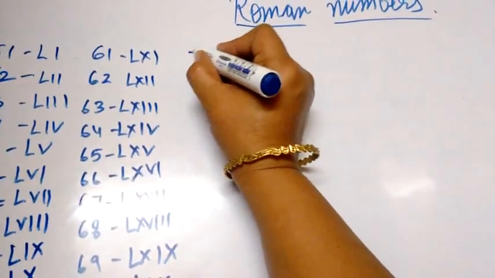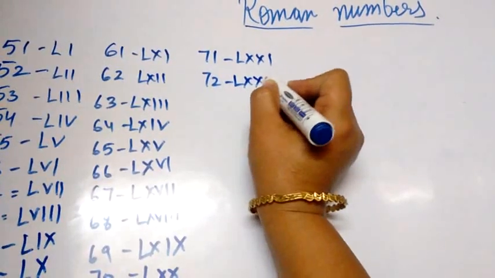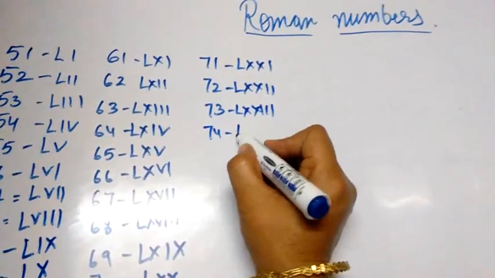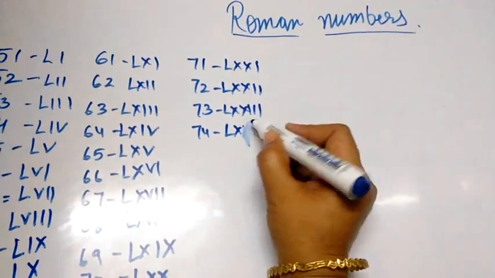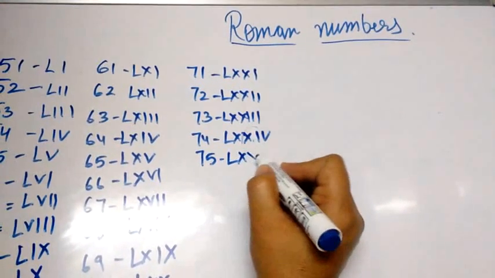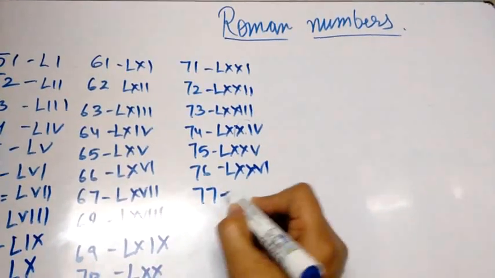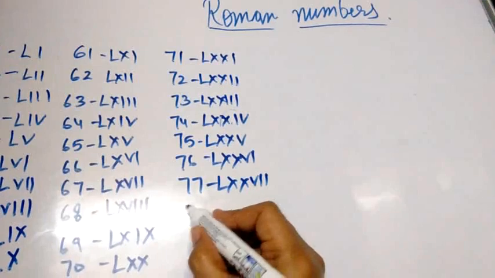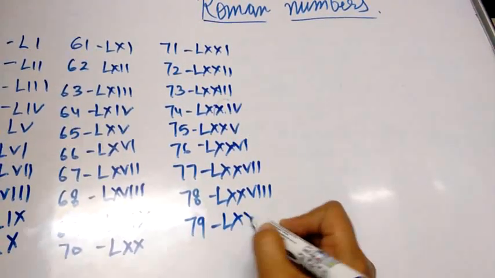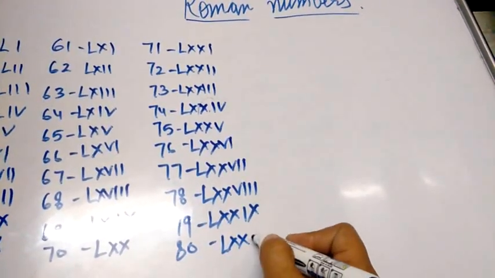Now 71, LXX1, 72, LXX2, 73, LXX3, 74, LXX and 4, 75, LXX and 5, 76, LXX and 6, 77, LXX and 7, 78, LXX and 8, 79, LXX and 9, 80, that is LXX and X.